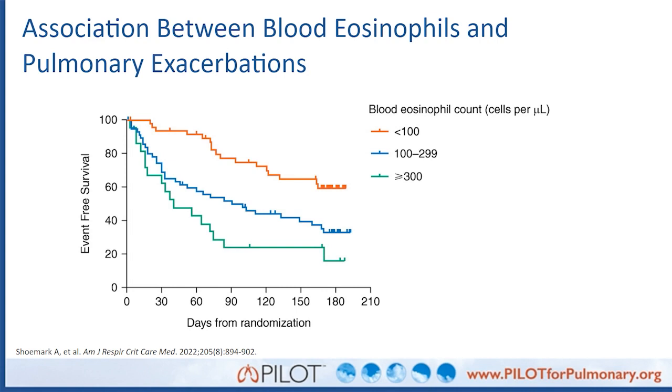In this example, looking at that blood eosinophil count and its correlation with exacerbation, so looking at the time to the next exacerbation, you can see that as the blood eosinophil count has increased, suggesting that the sputum eosinophil count has also increased, the time to event is much shorter in those that have eosinophil counts greater than 300 per microliter. So there is great interest in the potential role of the eosinophil in disease as well.